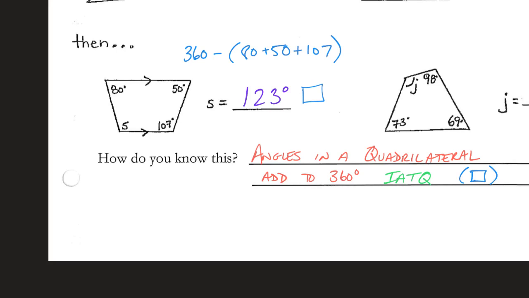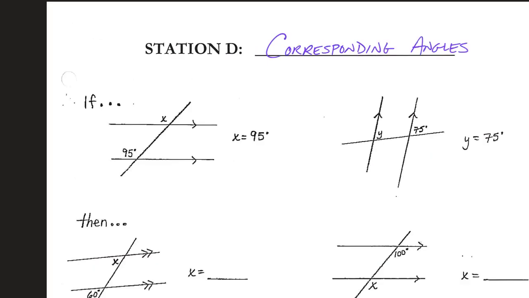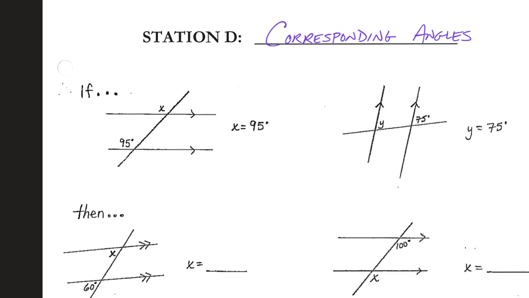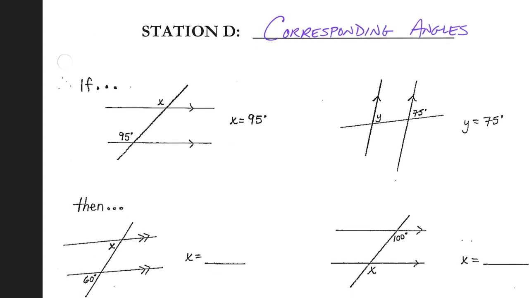Okay, let's keep it going. We're jumping into station D. What we have in station D are examples of what's referred to as corresponding angles. And the same thing as earlier, I don't think too many of us would really remember this one as corresponding angles, but rather, we might remember it a different way.